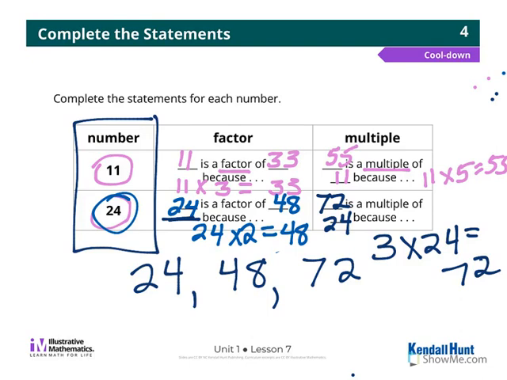So basically, I'm going to be checking to see if it makes sense and is a factor, and if it is a multiple. Just remember, a multiple is a number you count by. A factor is a number that goes into another number evenly.